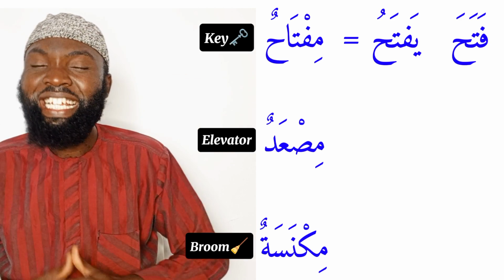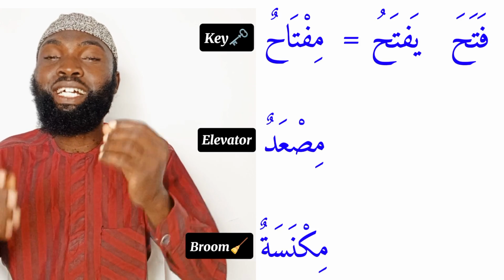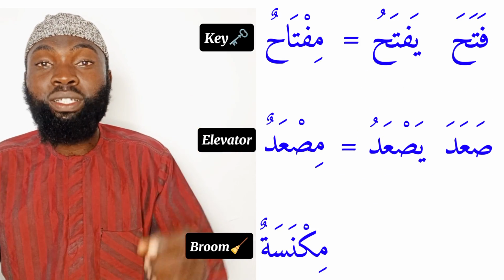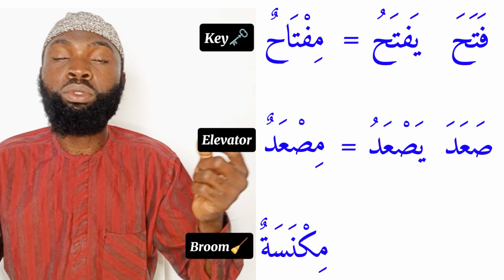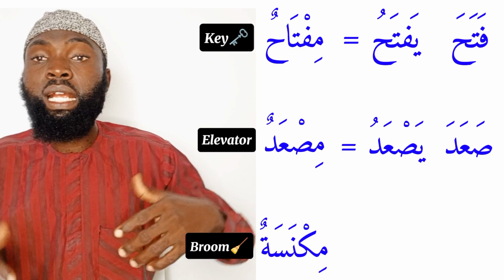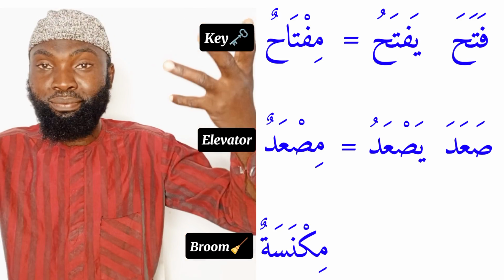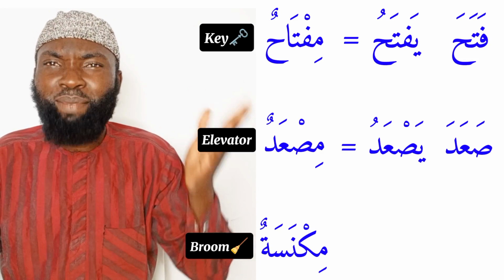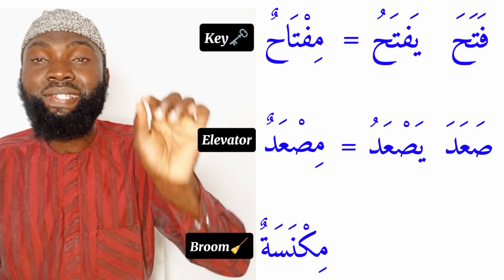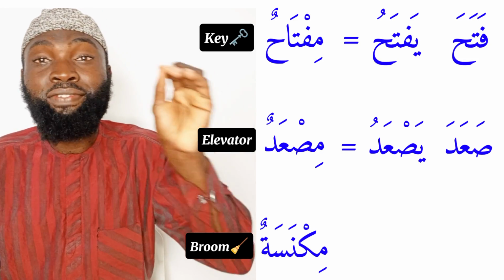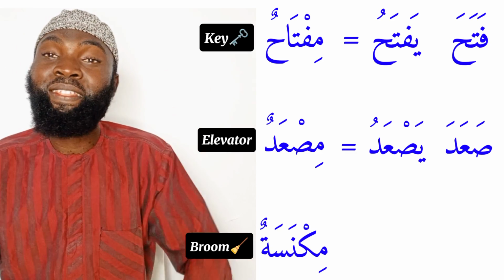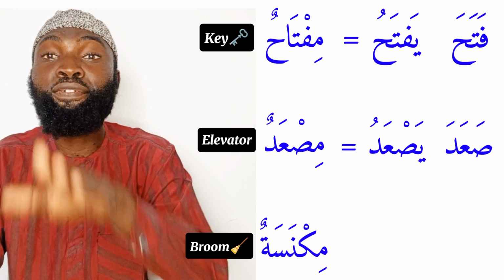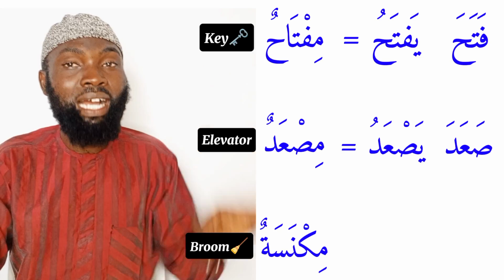The second word is mis'adun. And close to it, you can see the word sa'ada yas'udu. Sa'ada means to climb, to ascend. Yas'udu means he is ascending. Any similarity? Of course. The word mis'adun is very much similar to sa'ada. This is because mis'adun is formed from the word sa'ada.